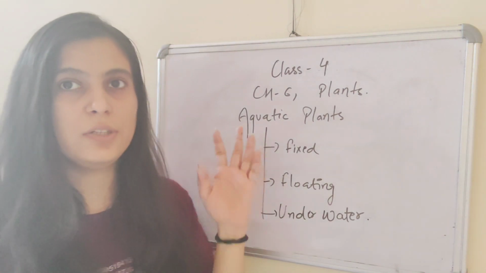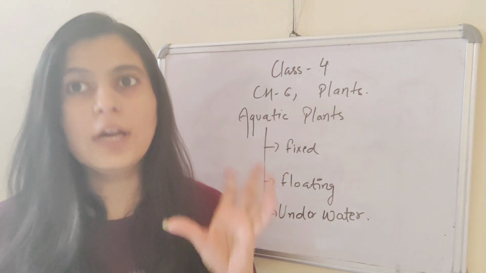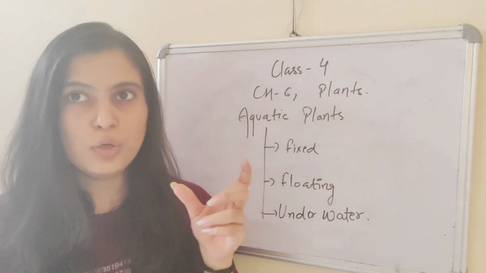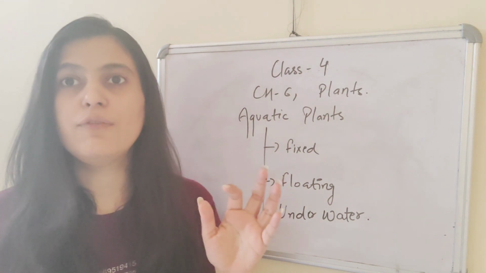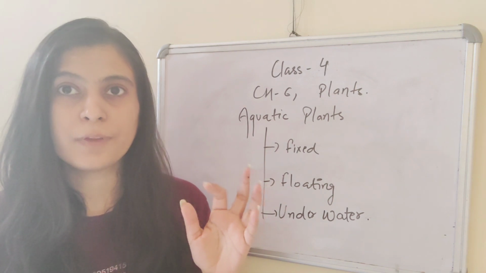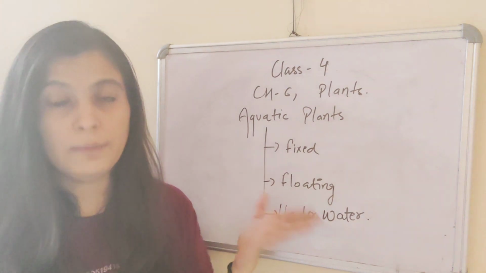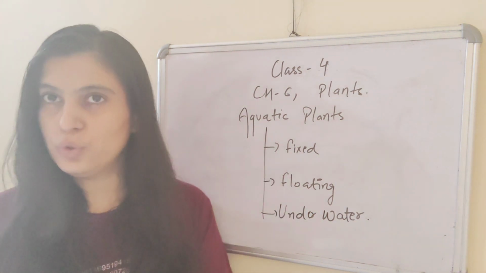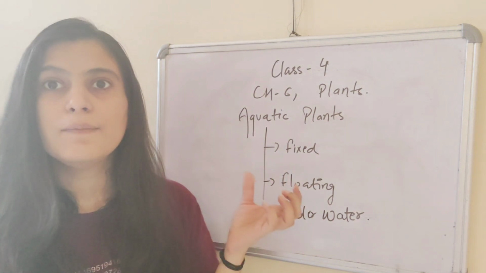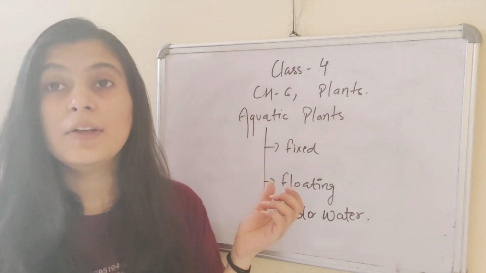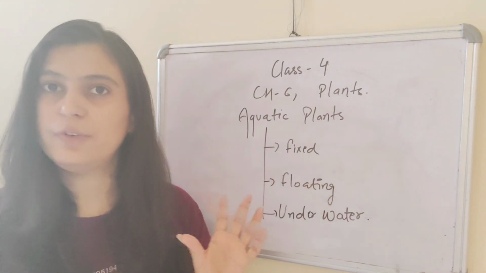So we have discussed fixed plants which are fixed to the bed of the pond. They have a hollow stem and the stomata are present on the upper surface of the leaf. For example, lotus and lily. Next are floating plants. Floating plants which float on the water. For example, duckweed and water hyacinth. They have spongy and swollen parts. That's why they float on the surface of water.